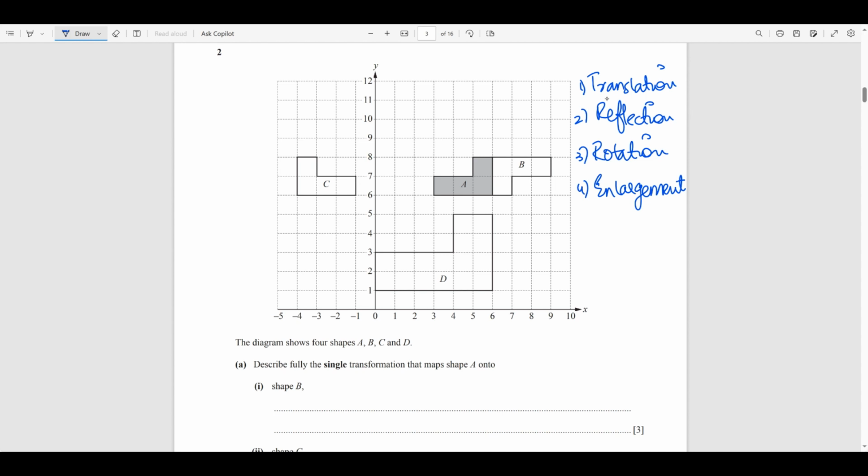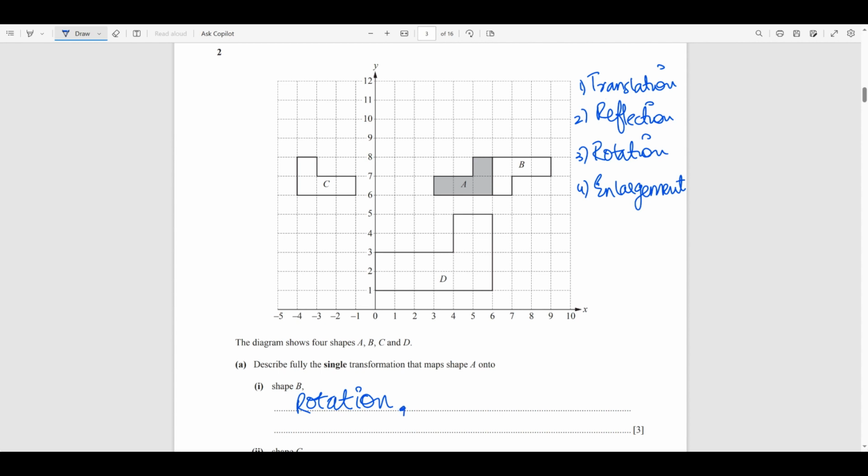So B is definitely rotation. It's not enlargement, because it's the same size. It's not reflection. It's not translation, which means definitely it's rotation. This is 3 marks, which means there are 3 pointers to be written. So rotation, even if you could not understand anything else, you will still get 1 mark, right? So rotation for 1 mark, and then we need to see what degrees of rotation and what's the center of rotation.